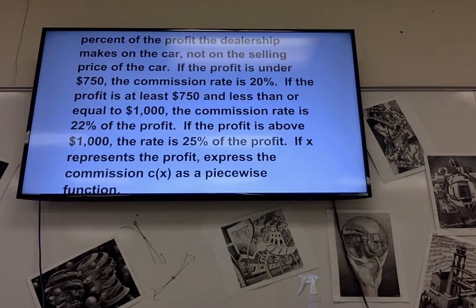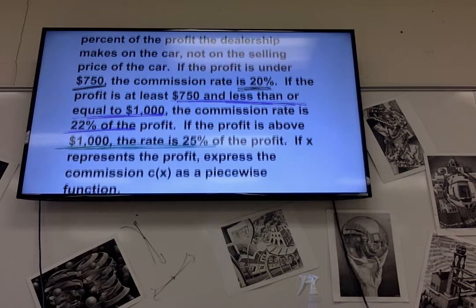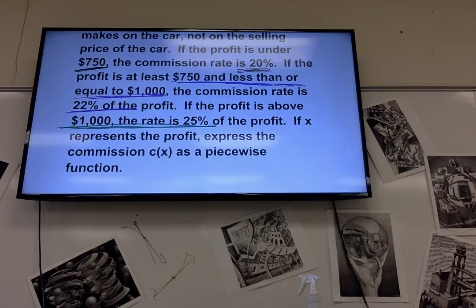If the profit is under $750, then the commission rate is 20%. I'm going to change colors here so I can color coordinate these. If the profit is between $750 and $1,000, then it's 22%. And if the profit is over $1,000, then it's 25%. If X represents the profit, express the commission, C of X, as a piecewise function.